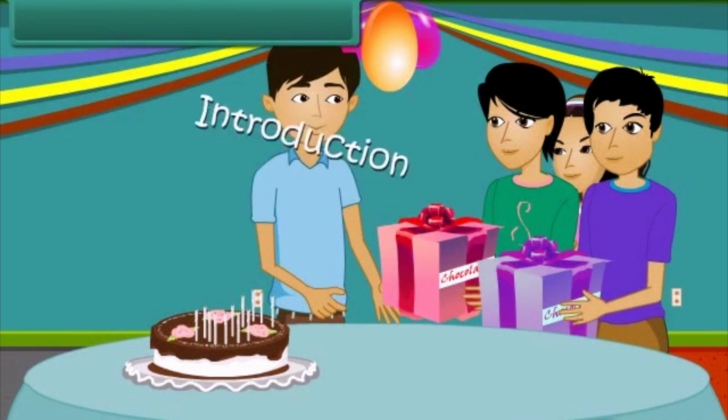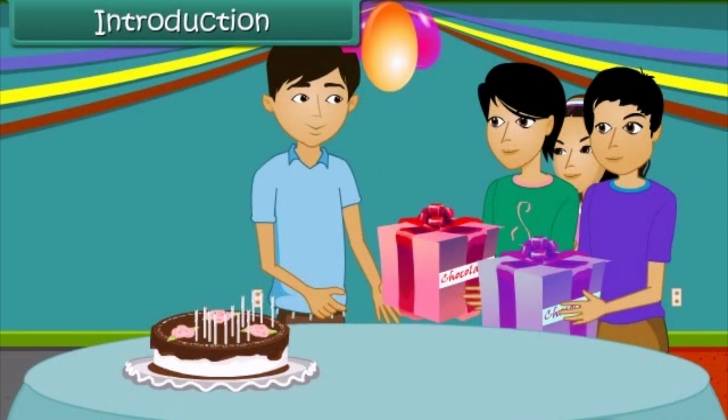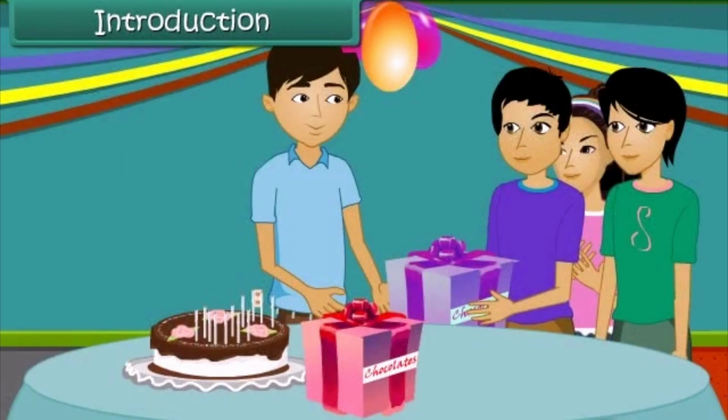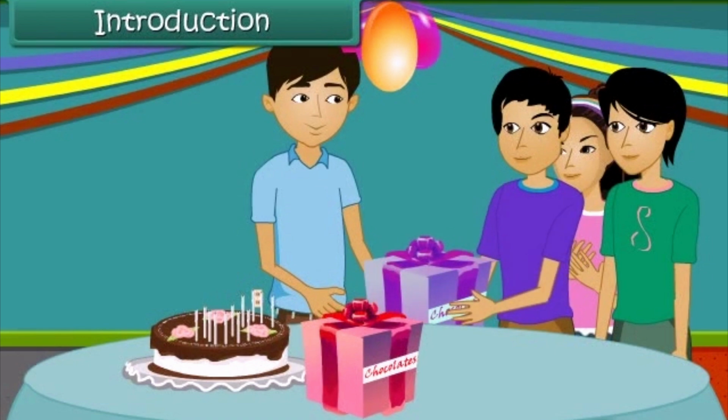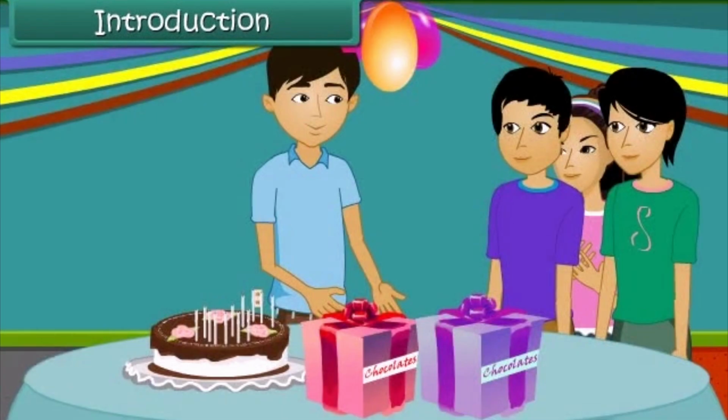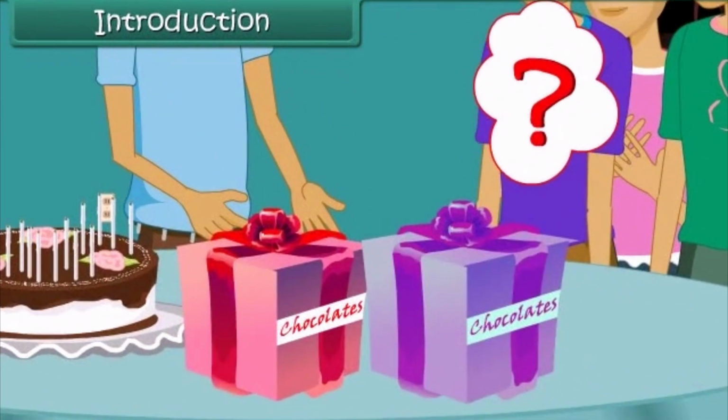Introduction. On your birthday, one of your friends gives a box of chocolates. Another friend gives another box of chocolates as a birthday gift. So now how many chocolates will you have? Without opening the box, we cannot find the total number of chocolates.